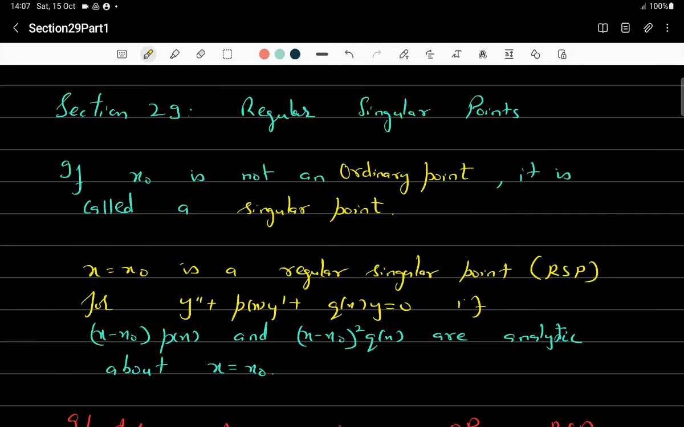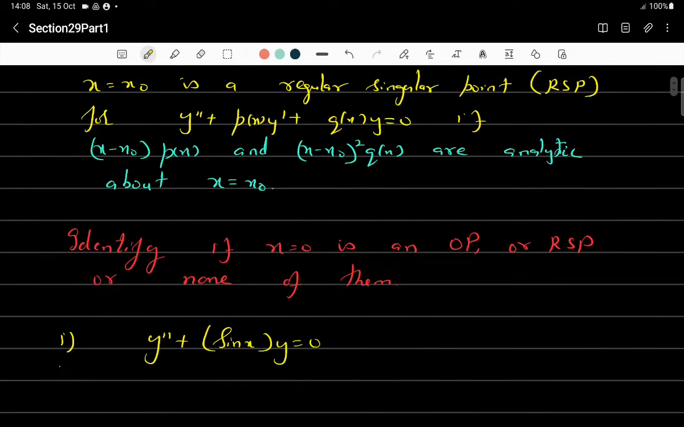Now if x naught is not an ordinary point, we will call it a singular point. Singular points can be classified into two categories. One is regular singular point. We say x is equal to x naught is a regular singular point if, for the given differential equation y double dash plus p of x y dash plus q of x y is equal to 0, x minus x naught times p of x and x minus x naught whole square times q of x both are analytic about x equal to x naught. And if the point is singular and it is not a regular singular point, we call it irregular singular point. Let's see some questions.